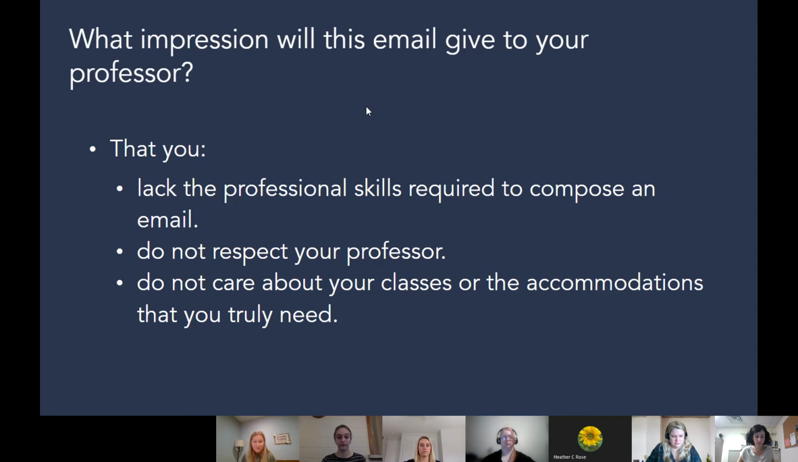So in general, if we're referring back to the previous email example, what impression would that email give to your professor? Perhaps that you lack the professional skills required to compose an email, that you do not respect your professor. There was no formal greeting or formal closing whatsoever in that email. And it might indicate that you do not care about your classes or the accommodations that you truly need.